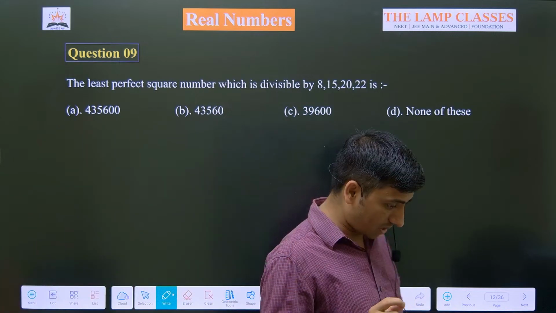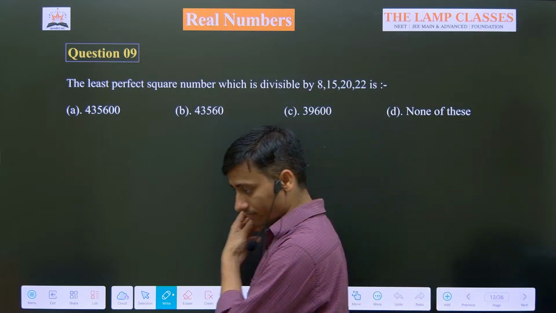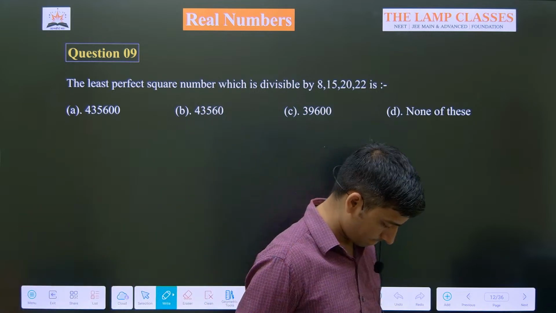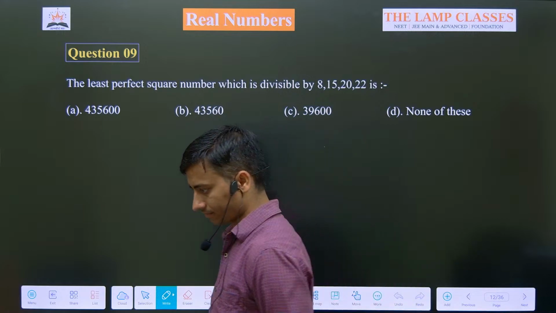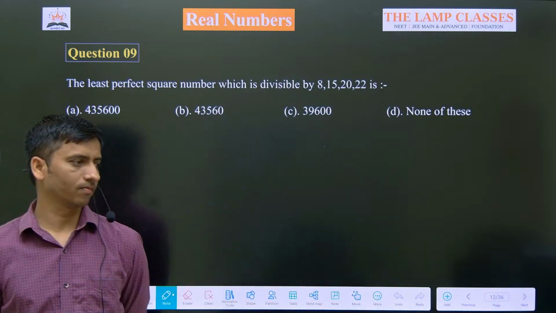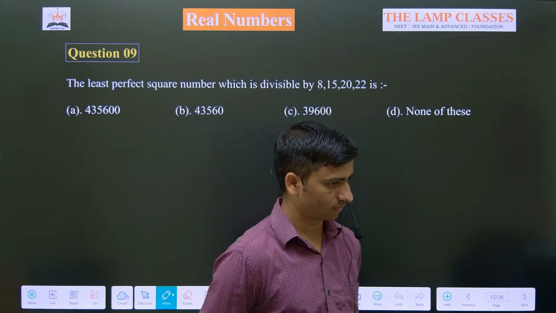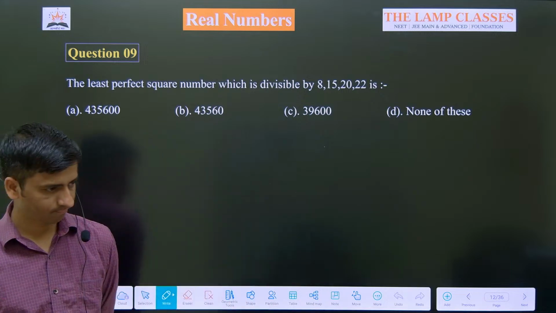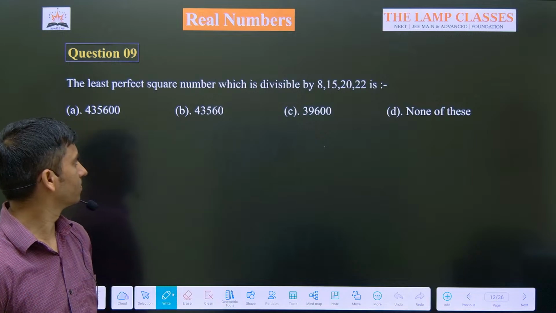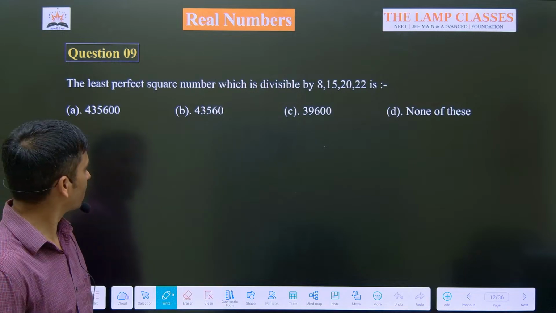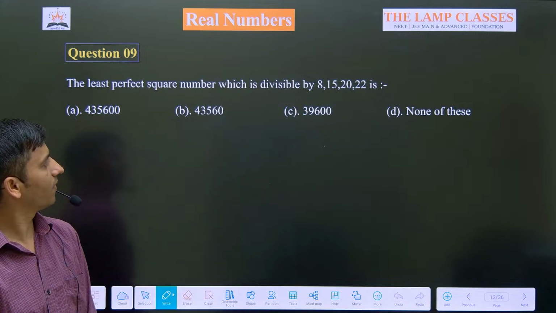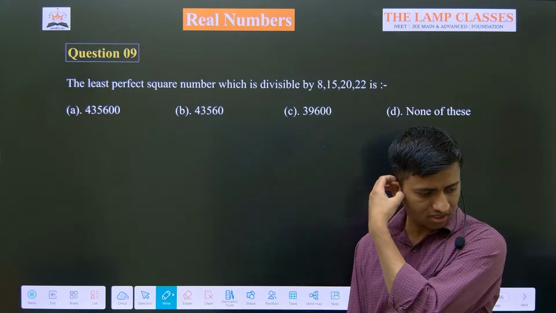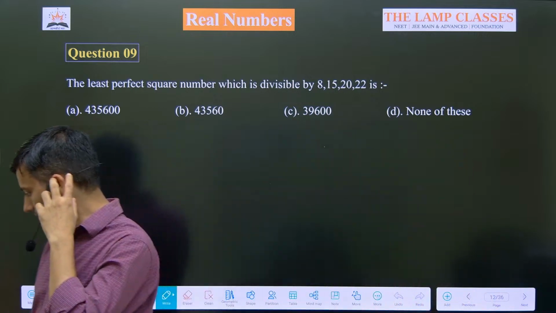Don't be in a hurry. Sometimes it's important to read the question, please. Have this good habit. The least perfect square number which is divisible by 8, 15, 20 and 22. There might be infinitely many possible answers, but you have to find the least one, the least number.